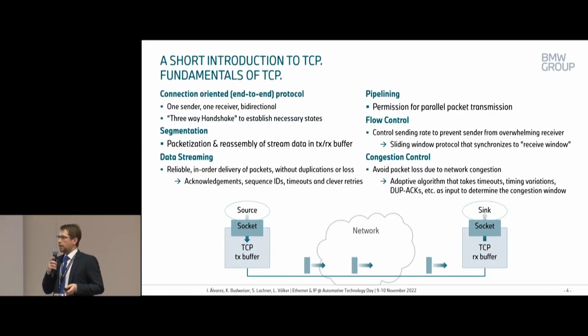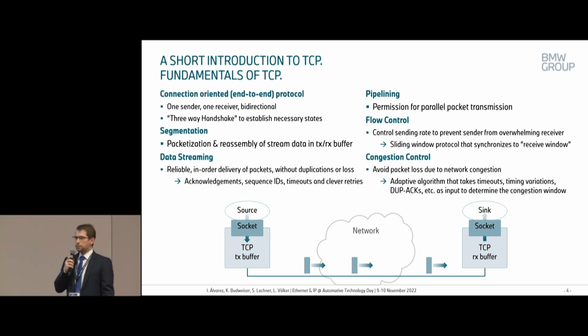TCP is actually a transport protocol. It's where sender and receiver establish a state to exchange data bidirectionally. The main goal is to stream data from one buffer into another, because TCP provides both segmentation as well as reliable in-order delivery of packets without duplications or loss. It is perfectly suited for that goal.